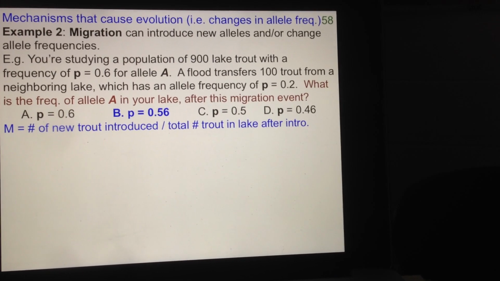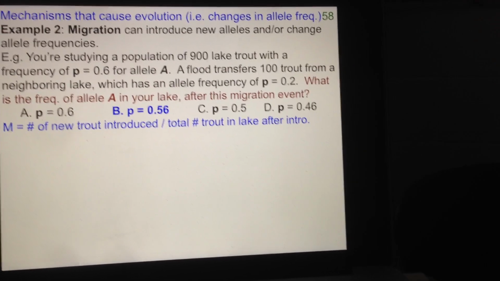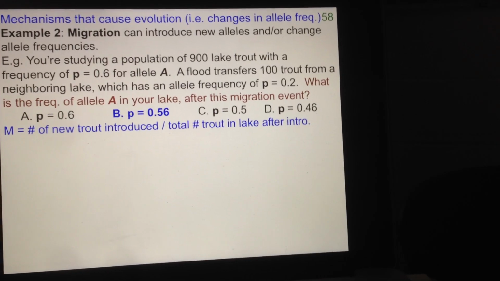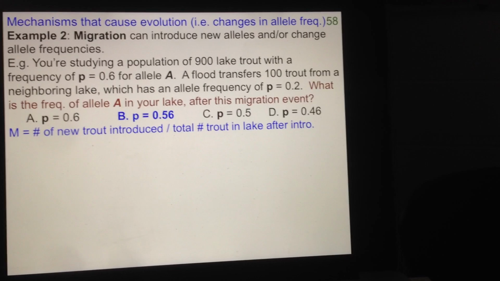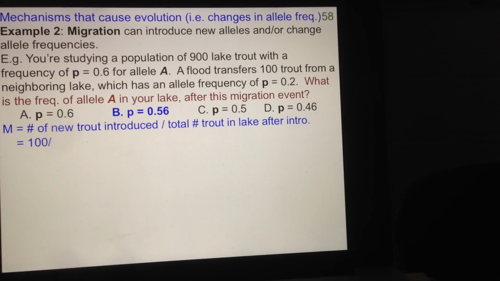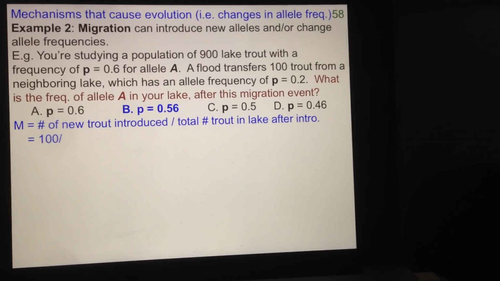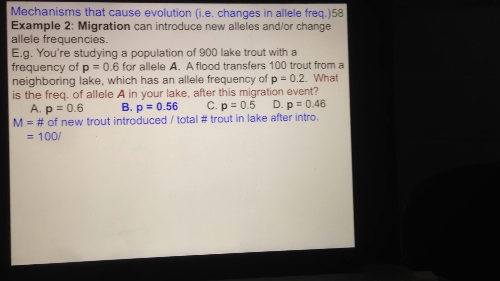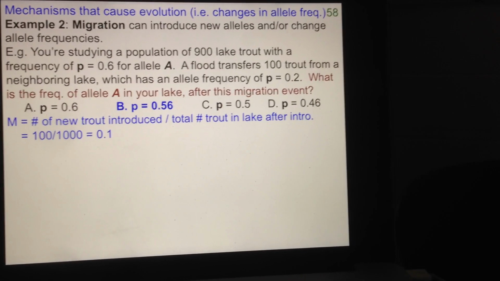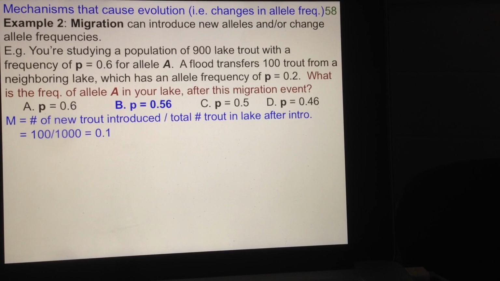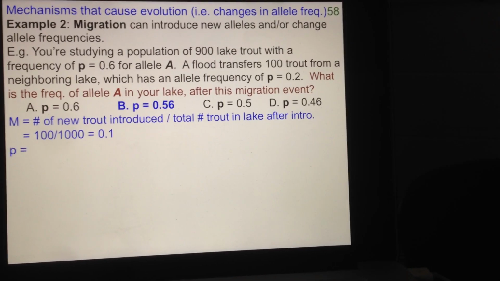In other words, this is going to give us a proportion of how many trout were introduced relative to the size of the final population after introduction. You'll see what the numbers look like in a bit. So we introduced 100 trout, and the total population after the introduction is 1,000, so the trout that were introduced are 0.1, or 10% of the final population. Okay, that's an important number, so you have to find that first.